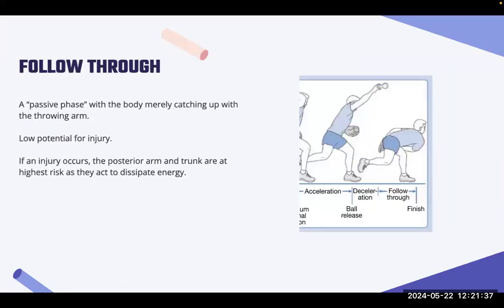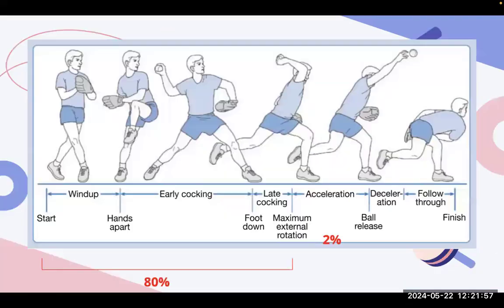And then finally, the follow through phase. And this is really a passive phase. There's not much potential for injury here, but really this is just your body catching up due to the rotational centripetal force. And if an injury occurs, it's really, again, that posterior arm and trunk because your body is, again, trying to dissipate that energy and hold your shoulder back and keep it in its socket.